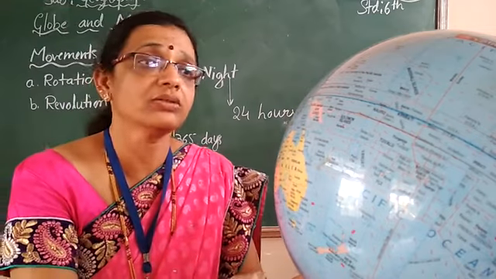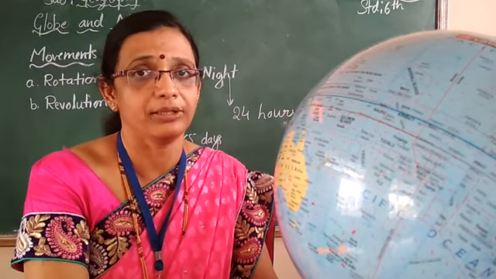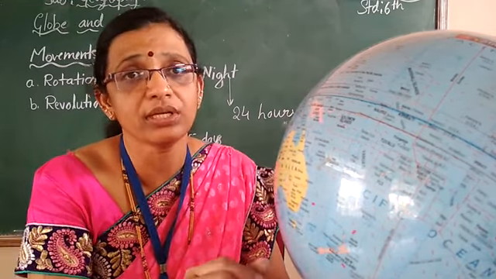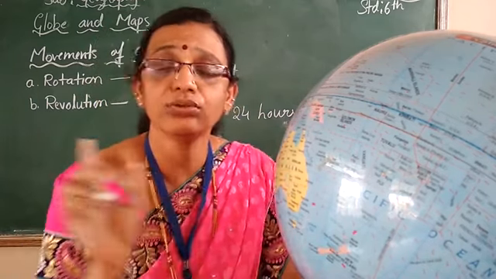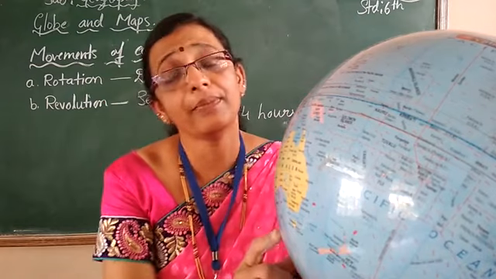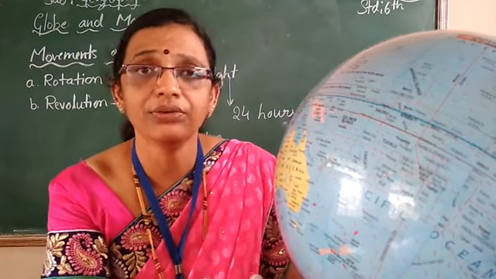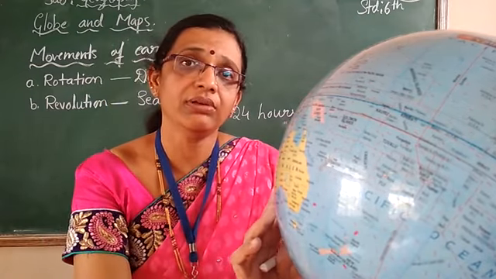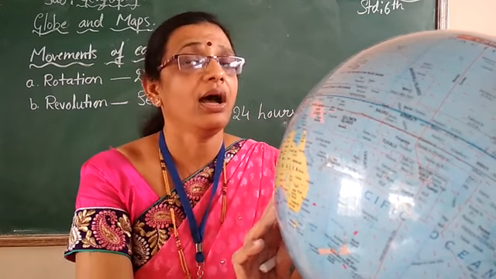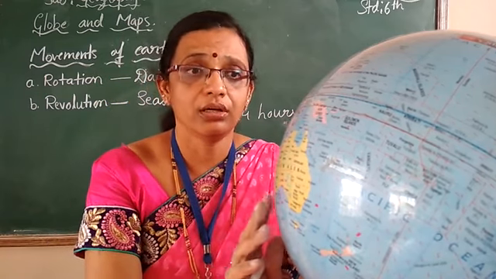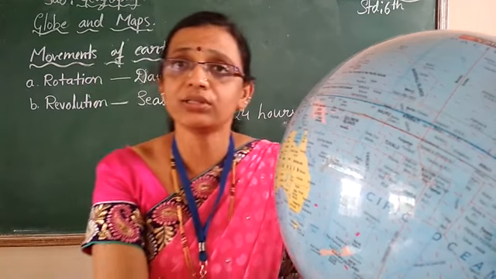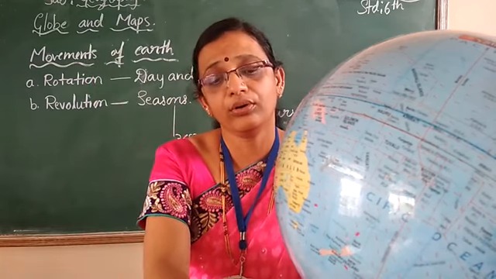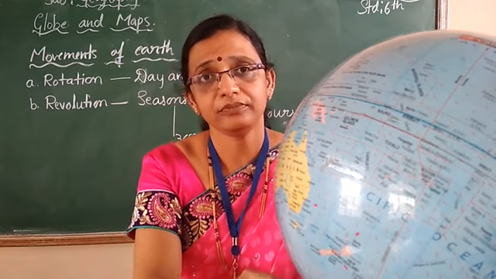See, all these things we can learn from the globe only, children. Even a map also represents the earth, but these uses we can't get from the map. Map has different uses and globe has different uses. I hope you understood the meaning of globe and its uses, children, and movements of the earth also. I hope you understood this one.